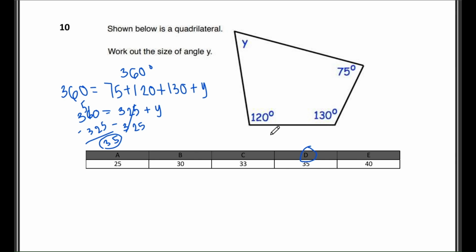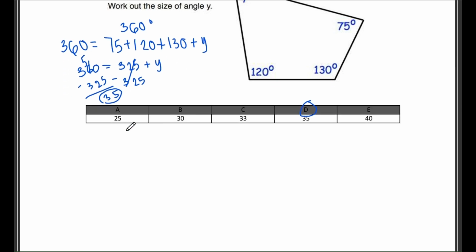Do you know what a quadrilateral is? It's any four-sided shape. And the important thing to remember about quadrilaterals is that the angles inside always add up to 360 degrees. So to find angle Y, you add up the other three angles, 75, 120, and 130, to get 325. Then subtract that from 360 to get 35 degrees.